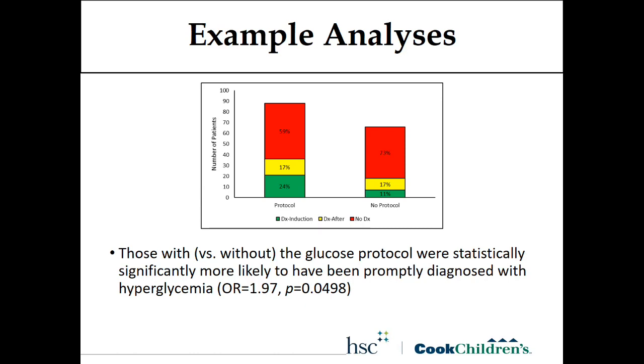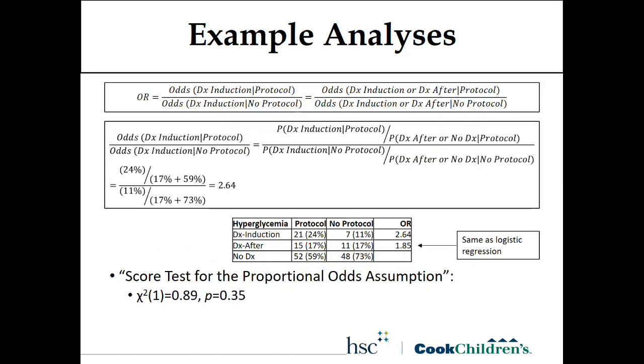Does that make sense? So the result of the ordinal logistic regression that I've done here is that those with versus without a glucose protocol were statistically significantly more likely to have been promptly diagnosed with hyperglycemia. Again, the odds ratio is 1.97. The proportional odds assumption says there's only one odds ratio. It doesn't matter which odds ratios you're looking at. They're all supposed to be equal.